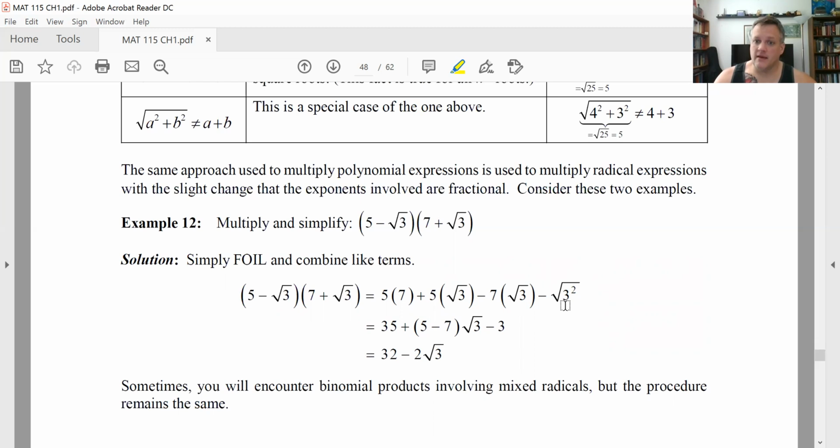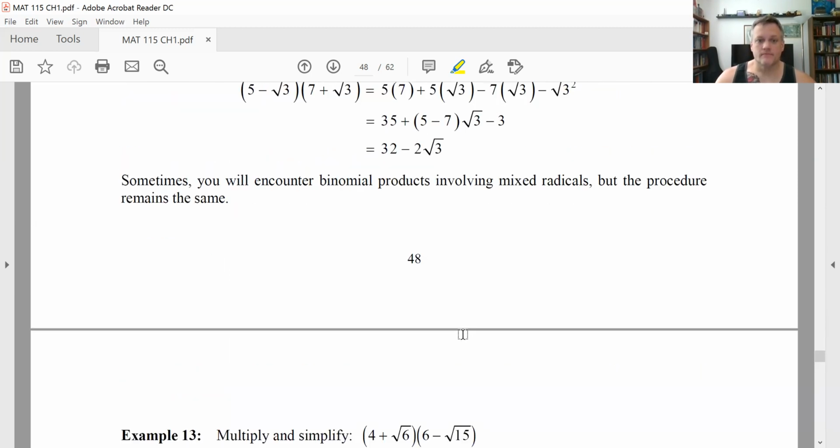3. And here, you don't want to leave that like this. We know the square root of something squared is the absolute value of that something. Well, that's 3 in this case. This minus sign does not go away. You're subtracting that from something, right? And so it just stays as a minus 3. You can combine the 35 and the minus 3 into 32, and so this is your end result.